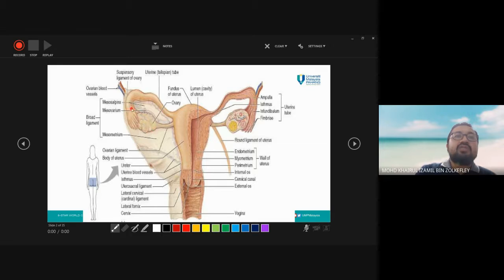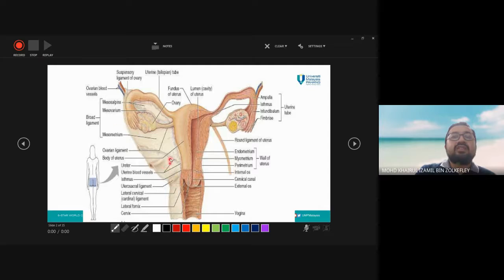it will go through this fimbriae, and then go into the fallopian tube, and in the fallopian tube it will meet the sperm and cause fertilization, zygote and so on, producing a baby. Then, ini adalah bahagian-bahagian fallopian tube. We've got here the ampulla, and this one we call the isthmus, and this one is the infundibulum, and this one is called the fimbriae. And this is the round ligament of the uterus, another ligament.